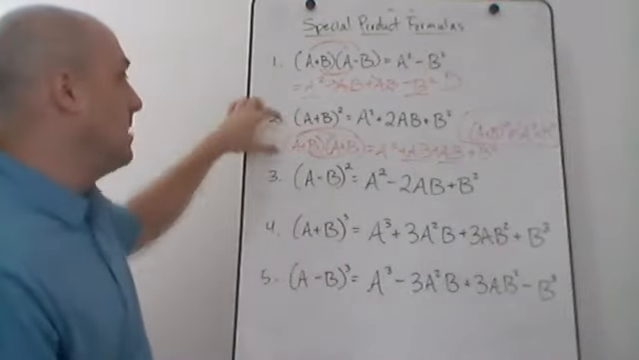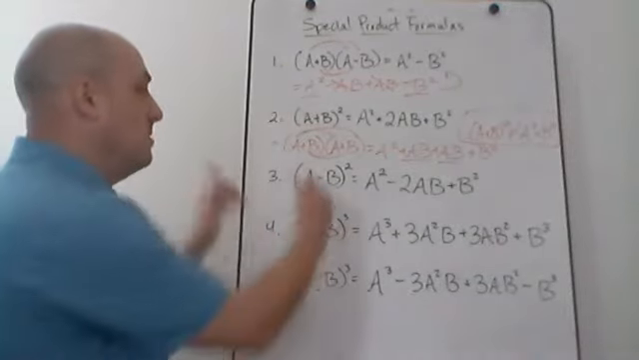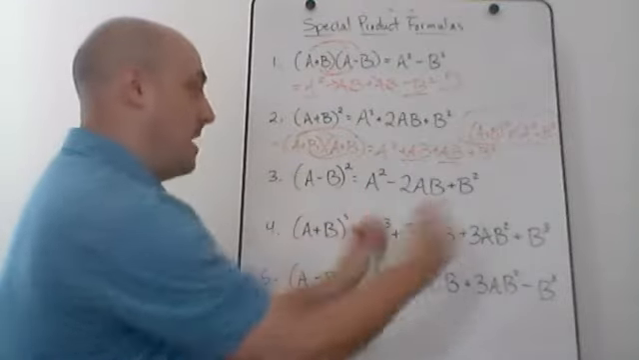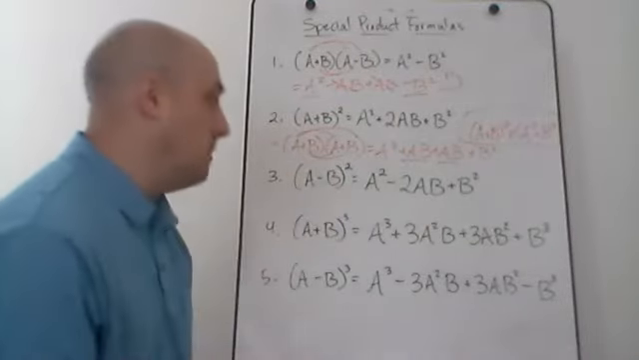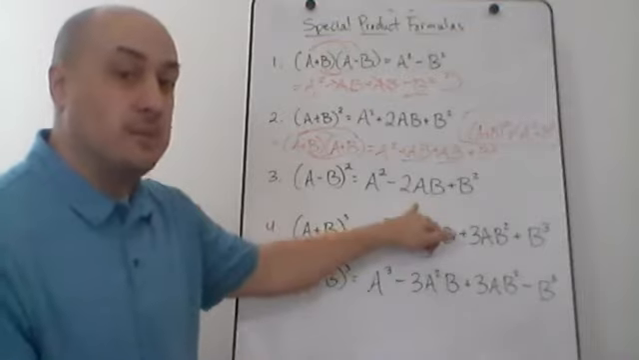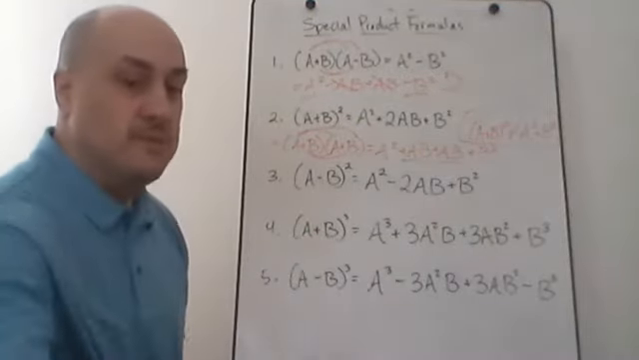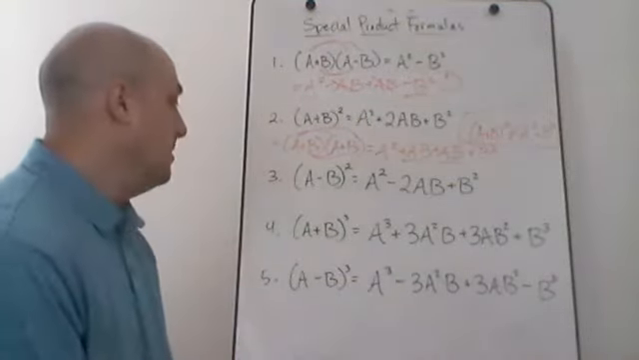If you want to confirm it, just like I did for these two up here, if you just do a minus b times the parentheses a minus b, just like I did here, and multiply it out, you'll see that this is what it comes out to, right? So I'll leave that one up to you. If you want to confirm that, you can do that.